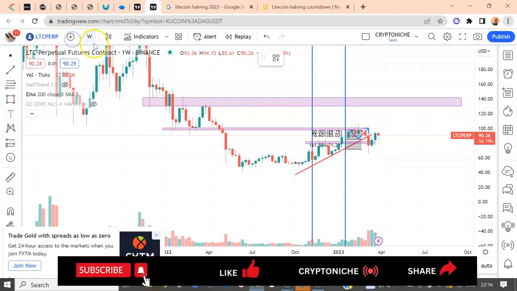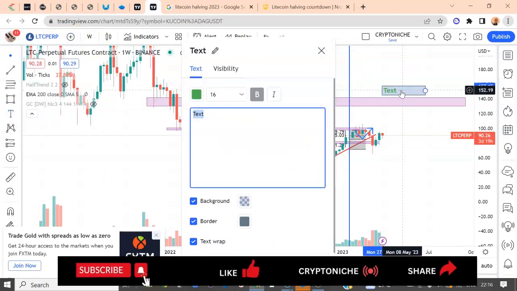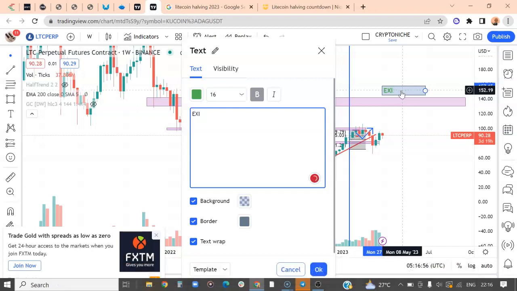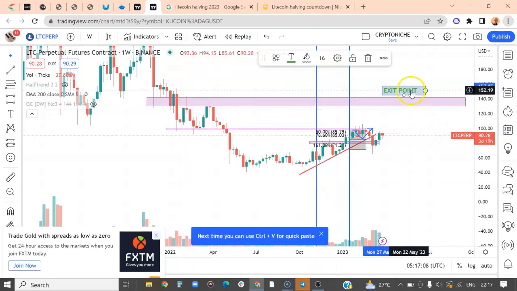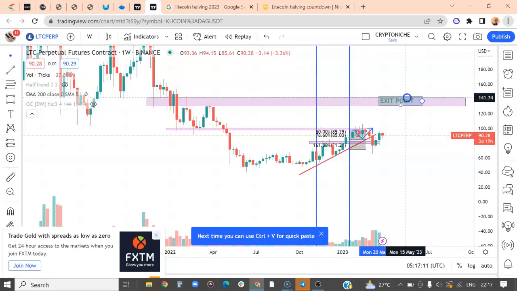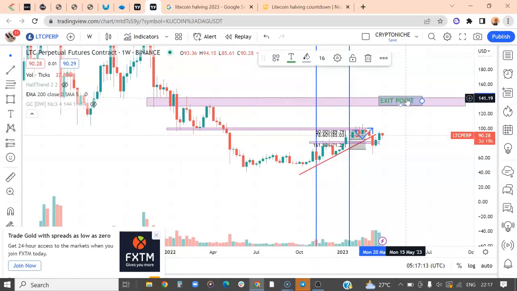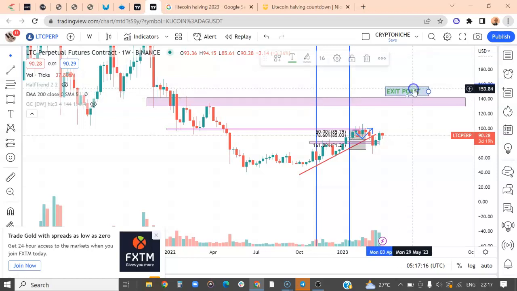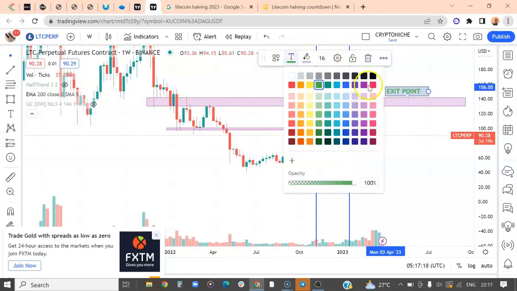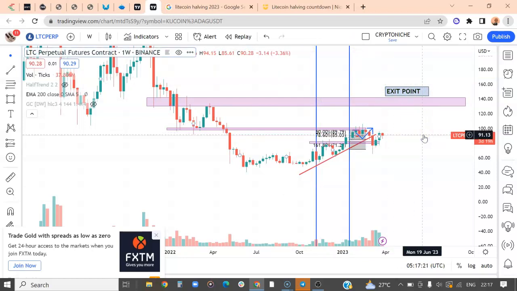So this is the exit level, the exit point. This is the level where I expect you to exit your position. Let me change this to black. I think black is fine. Yeah, this is the level where I expect you to exit your position, really.